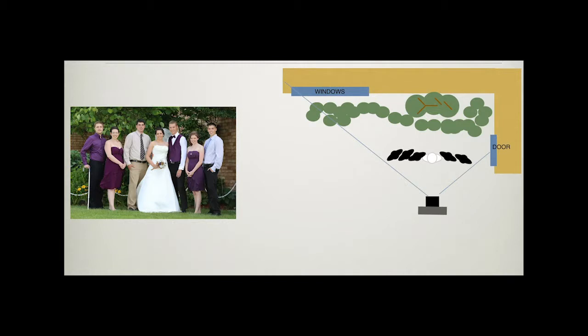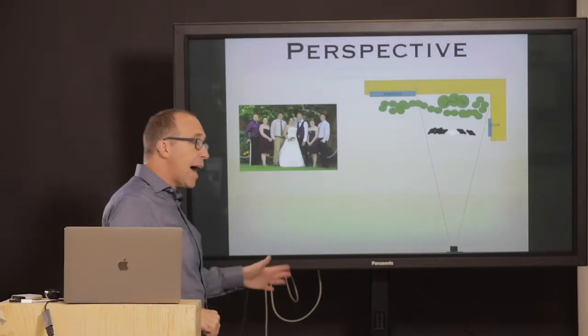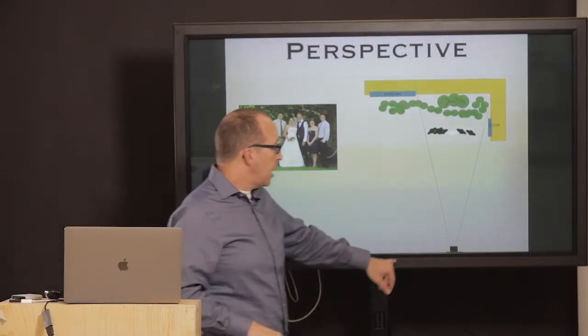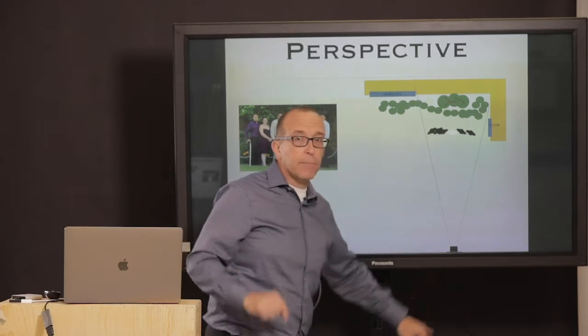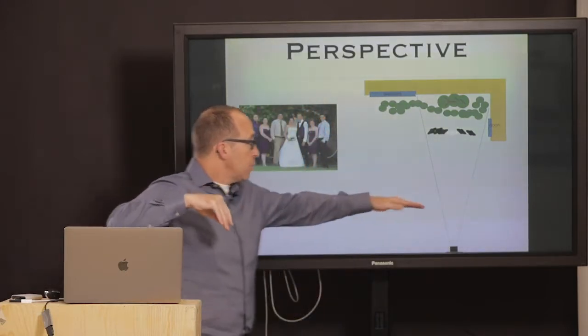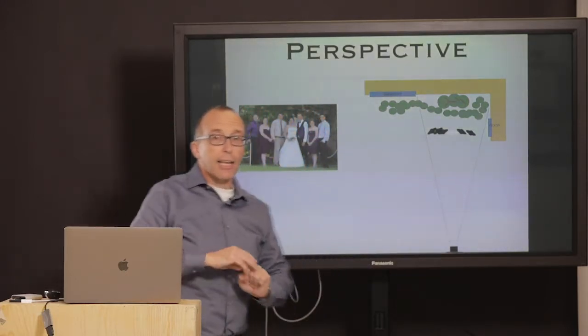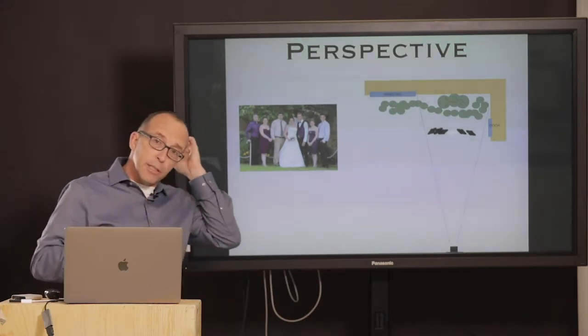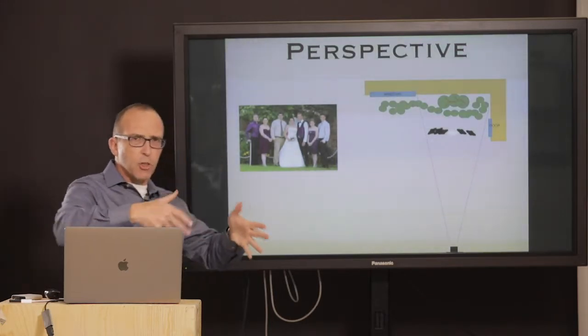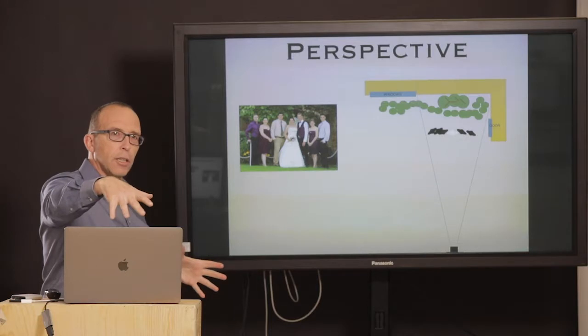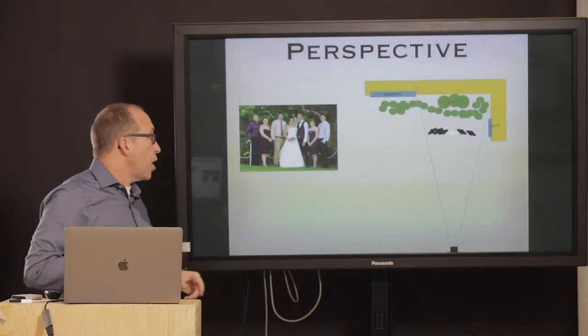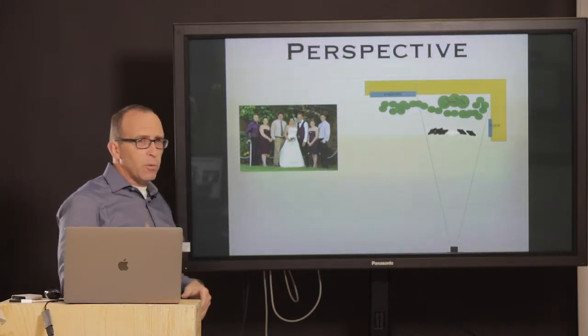So how did I solve that problem? I backed up. In fact, I got really far. There was a road right here, it's not a road, it's kind of a driveway thing, and I had to go on the other side in order to get this shot, because I didn't want the windows and I didn't want the doors in the shot.